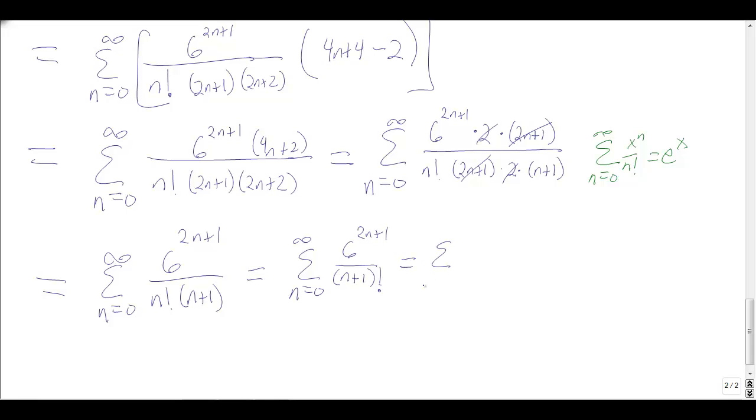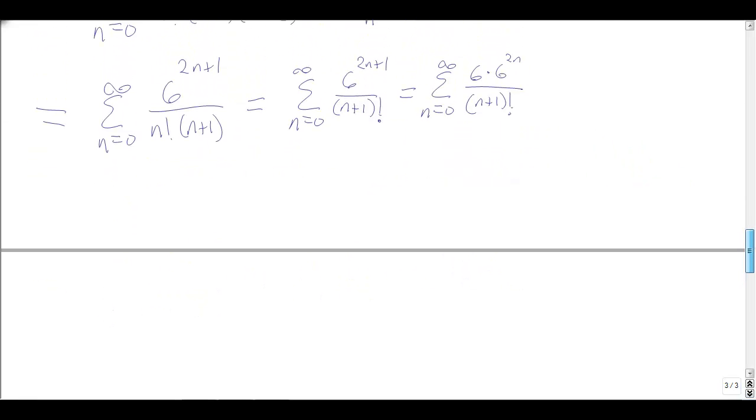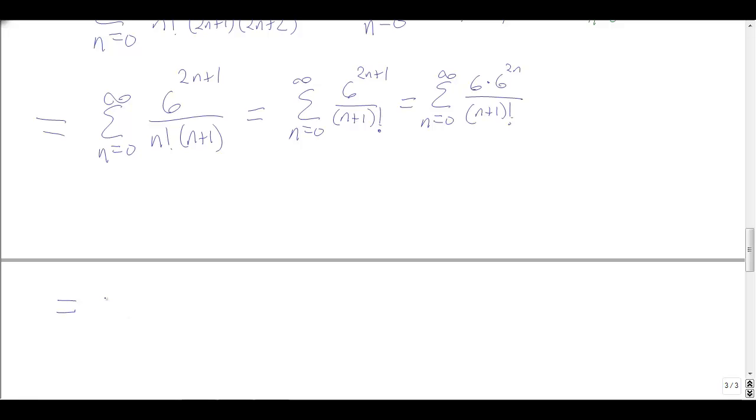So to work toward that, first thing I'm going to do is I'm going to pull out a 6. So I can rewrite this 6 to the 2n plus 1 as 6 to the 1 times 6 to the 2n. And I have an n plus 1 factorial on the bottom. And then what I'm going to get is, let's see, summation n equals 0 to infinity. I can pull the 6 out in front of the summation. It doesn't have any n's in it. And then 6 to the 2n, I'm going to write as 6 squared to the n. Just a rule of exponents says I can do that. If you had 6 squared to the n, you'd multiply n times 2. It would be 2n.